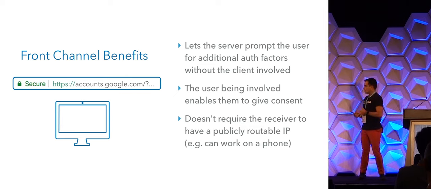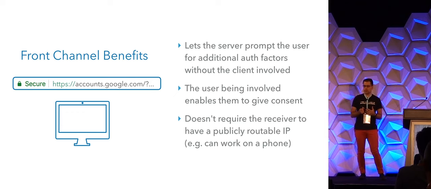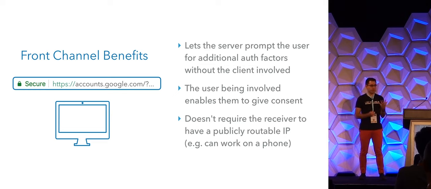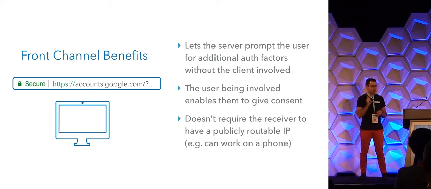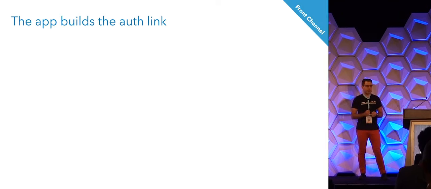And another detail is that it means that the receiver doesn't actually need a publicly accessible IP address, which is not that big of a deal in web server land. But if you're talking about an app on a phone, that application running on the phone doesn't have any way for a remote server to push data into it. So we use the front channel to get data into the application. So let's walk through an example of this step by step.